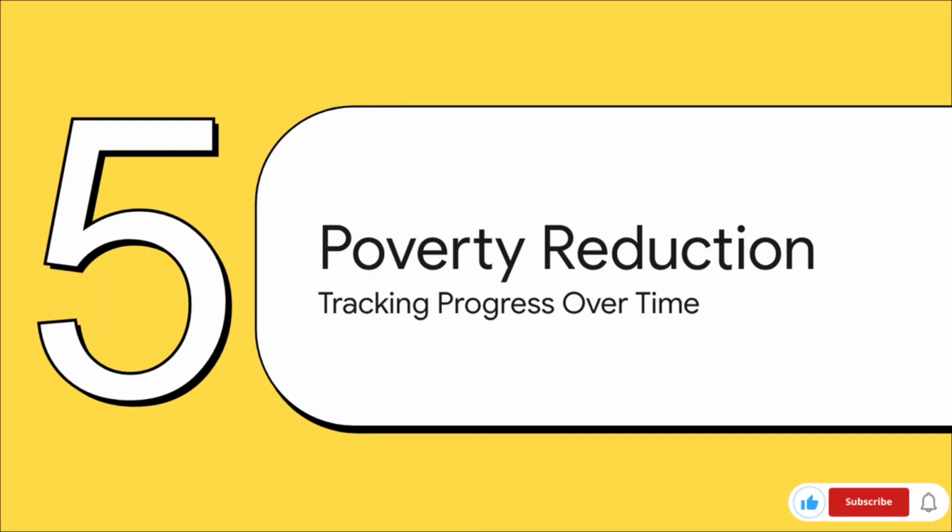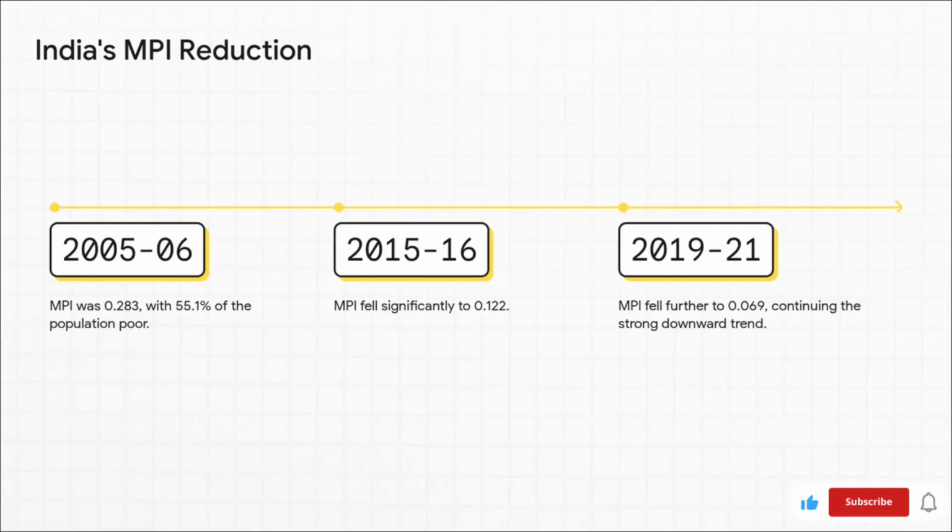A snapshot in time is one thing, but the real story, the exciting part, is often in the trend. So let's add that crucial dimension of time and see how India's poverty landscape has actually transformed over the 15-year period from 2005 all the way to 2021. And wow, this timeline tells an absolutely incredible story of progress. India's MPI value has just plummeted from 0.283 down to 0.069 in only 15 years. This is a massive achievement, and it represents a real improvement in the lives of millions and millions of people.